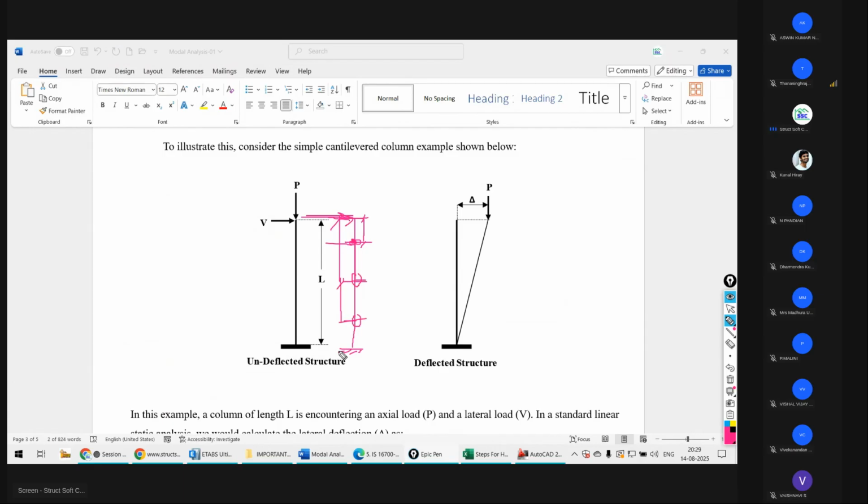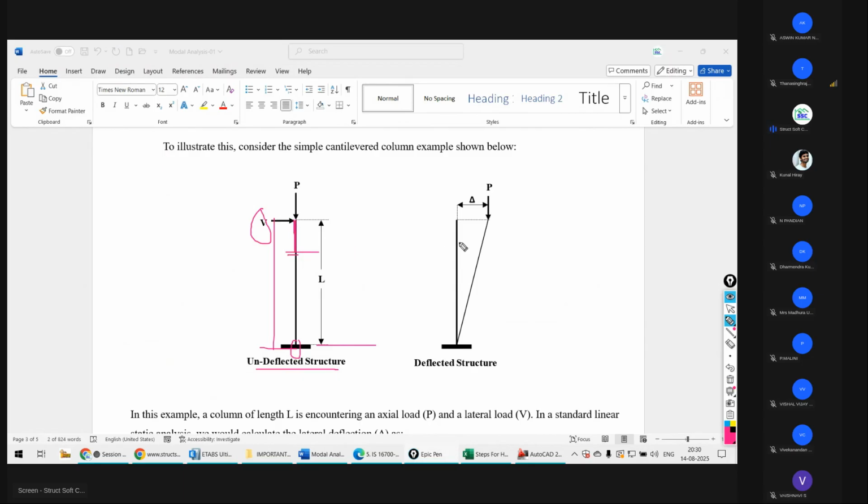What's new in this? This is the first order analysis, and your P delta effect is your second order analysis. Let's try to understand. When you consider the undeflected structure, we take lateral force times perpendicular distance, whatever moment comes globally, we design for that. By local section consideration, each individual floor column we design for that. So it is the first order.